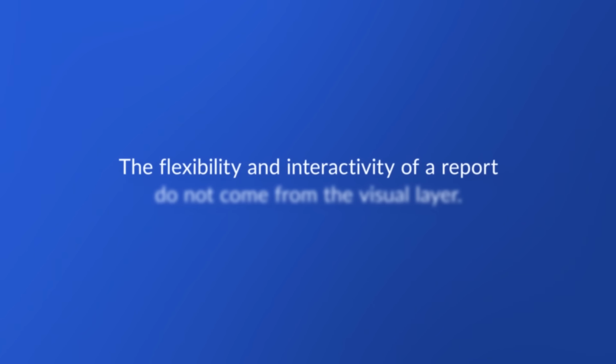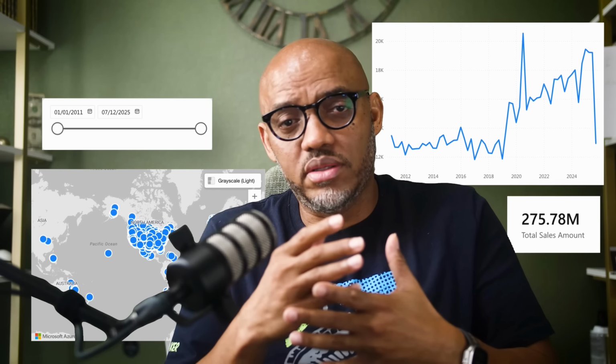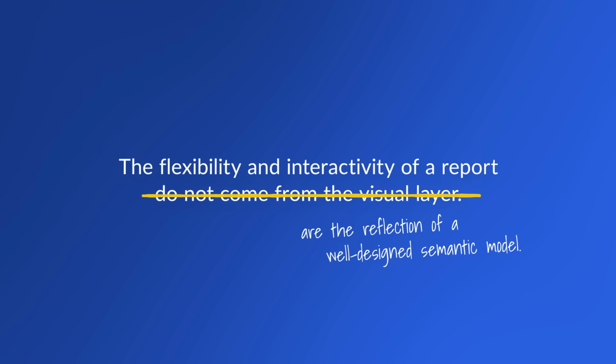But the interesting part, almost none of this flexibility actually lives in the report. Sure, I have some slicers and some charts that will dynamically change, but that's not because of the report. And I think this is a shift a lot of people are starting to miss. The report is becoming thinner. The semantic model is becoming smarter. Let me show you exactly what I mean.